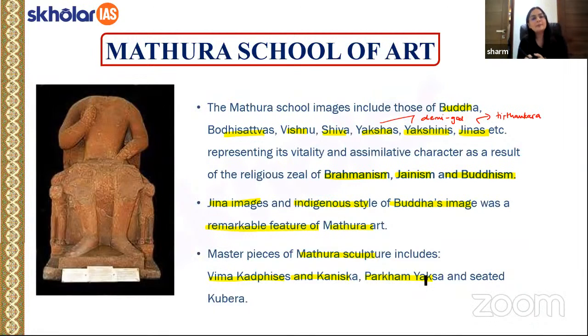Okay, so two examples from the Kushana dynasty. Then there was one demigod, that is Parkham Yaksha, and apart from that, there is also one depiction of the seated Kubera. Now, what is seated Kubera? Kubera is basically considered the god of wealth in Hindu mythology, and this has been depicted in the Mathura School of Art. So students, till now we have understood the choice of construction, the time period, the dynasty, the themes, and some important examples pertaining to the Mathura School of Art. I hope they are all clear to you.